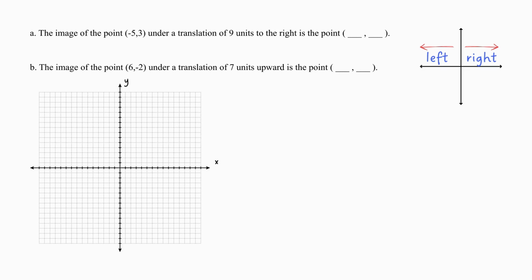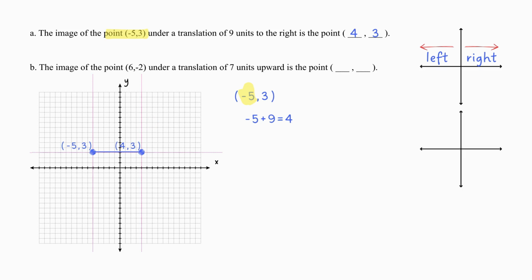The y-coordinate stays exactly the same, because we aren't moving up or down. Let's start with x. Our starting point is -5. Moving to the right means we are moving toward the positive numbers on the number line, which means we are adding. -5 plus 9 is equal to 4. Since we didn't move up or down, the y stays at 3. So the new coordinates after moving to the right are 4, 3.